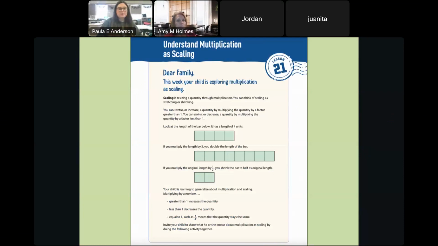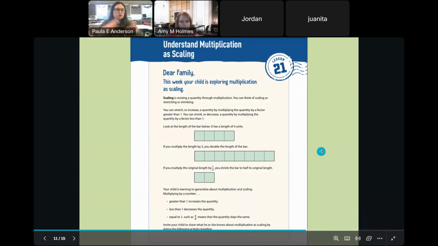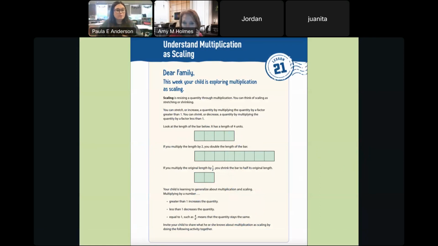So in 5th grade, what they're doing is they are exploring multiplication as scaling. And they talk about scaling as resizing a quantity through multiplication. You can think of scaling as stretching or shrinking, and they use those words. So they say, look at the length of the bar, it has a length of 4 units. Well, if we multiply the length by 2, then we're doubling the length of the bar, we're stretching it. If we multiply the original length, this 4, by a half, we're going to shrink the bar. So they're talking about stretching and shrinking based on what we multiplied by.